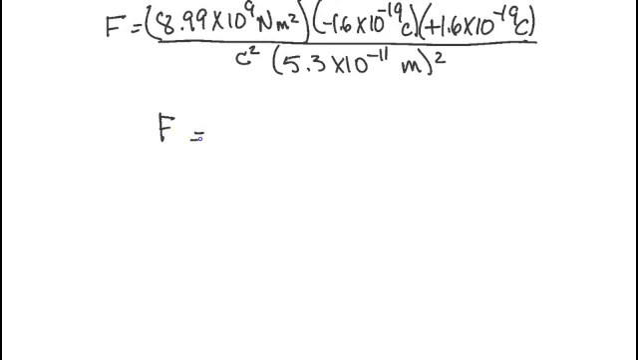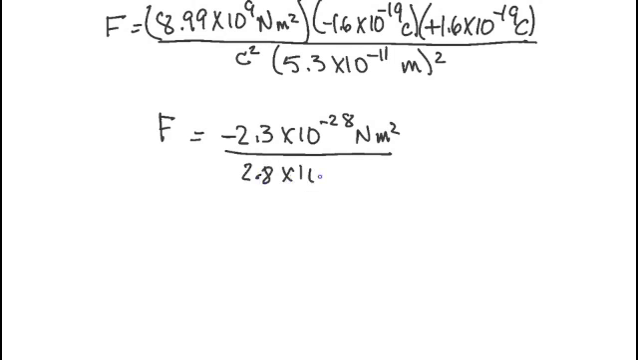Doing some of the arithmetic here, we get minus 2.3 times 10 to the minus 28 newton meters squared over 2.8 times 10 to the minus 21 meters squared. Now the coulombs squared in the denominator were reduced by the coulombs in the numerator, giving us a net force of minus 8.2 times 10 to the minus 8 newtons. Very small, but remember, the masses you're dealing with here are very small.